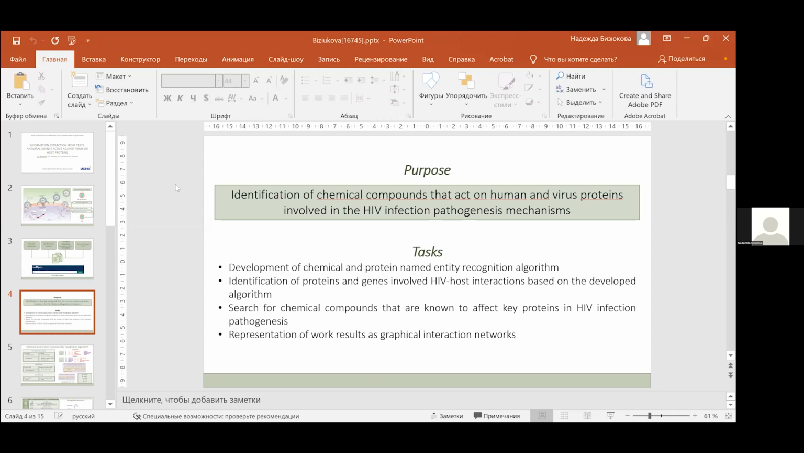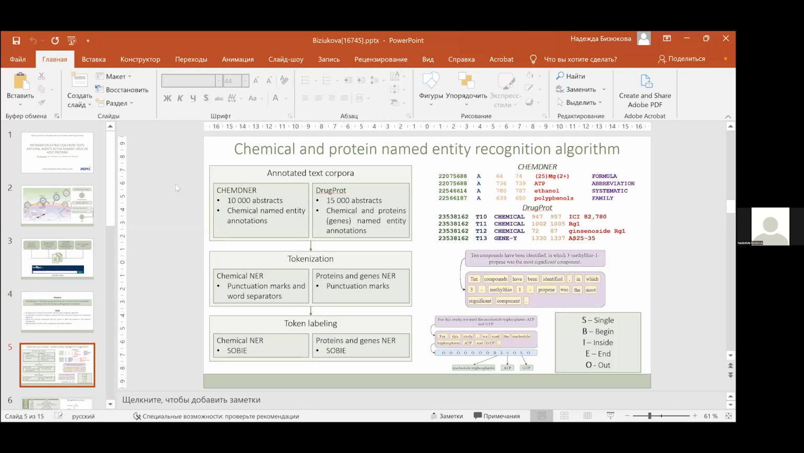As a first step, we developed a protein and chemical named entity recognition algorithm that allows detecting protein and chemical names within the text. Then, using this algorithm, we extracted information on HIV host interaction mechanisms based on a rule-based approach. As a last step, we performed the identification of chemical compounds that target proteins revealed at the previous stage. Firstly, we have developed a protein and chemical named entity recognition algorithm.